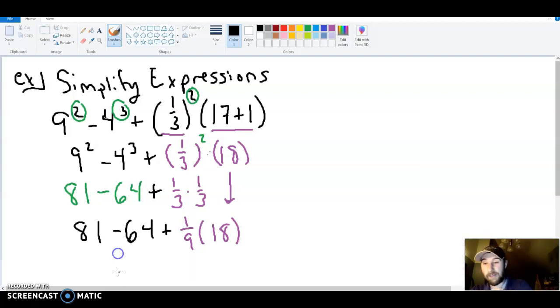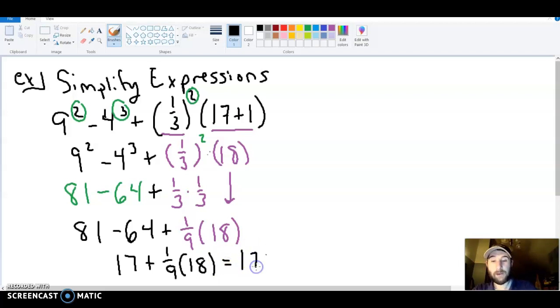So we have the 17 plus 1/9 times 18. And remember, multiplying by a fraction is division. So essentially, we're saying 18 divided by 9. Well, 18 divided by 9 is 2. So we have 17 plus 2. So our answer is 19.